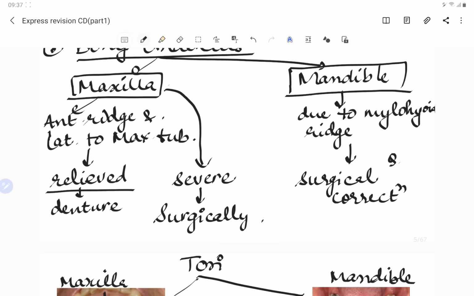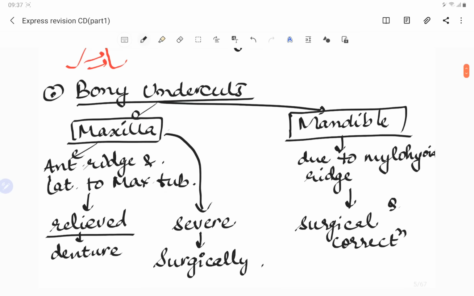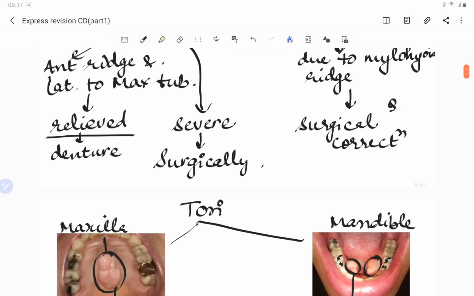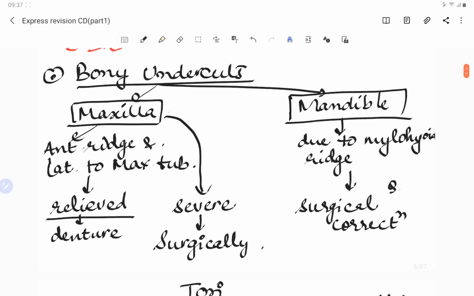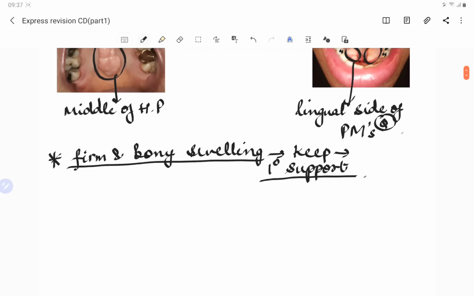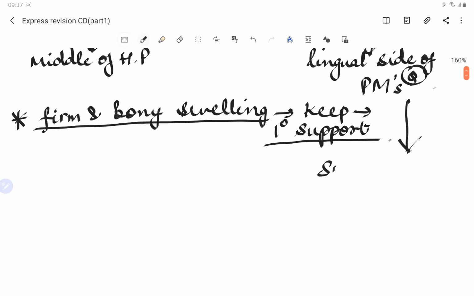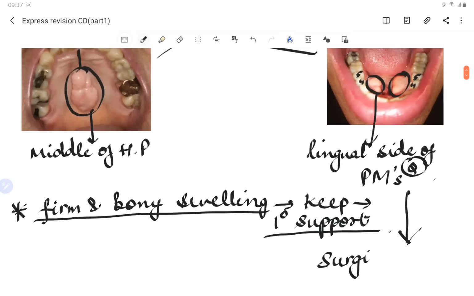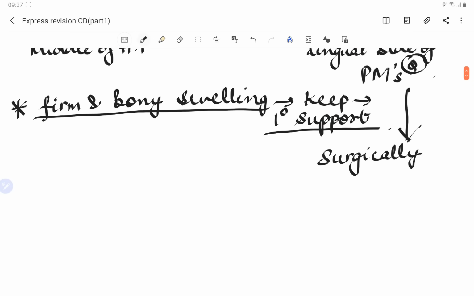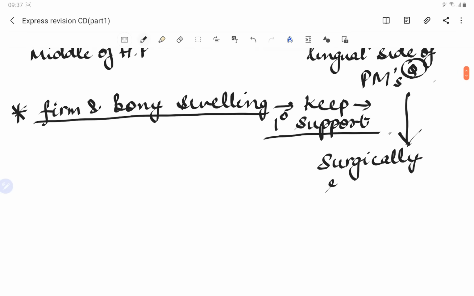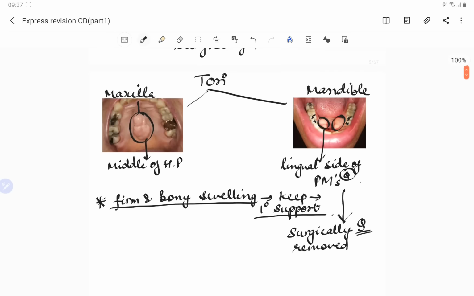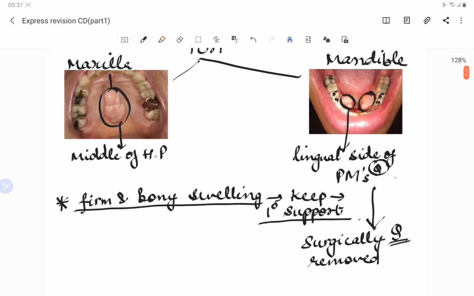So if there is an undercut lateral to the maxillary tuberosity or in the anterior ridge, we can relieve it. But in the mandible, it has to be surgically corrected. Again the same goes for the mandible: it should be surgically removed. If any deep undercut or tori is present, it should be surgically removed. There is no option of relieving in the mandible.